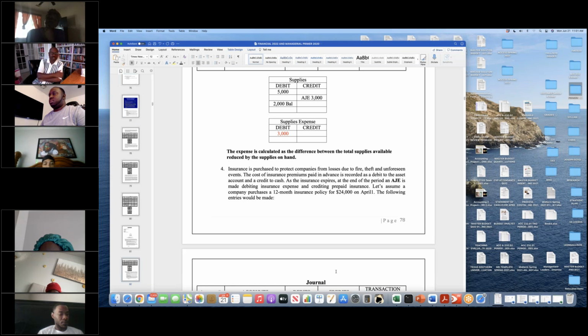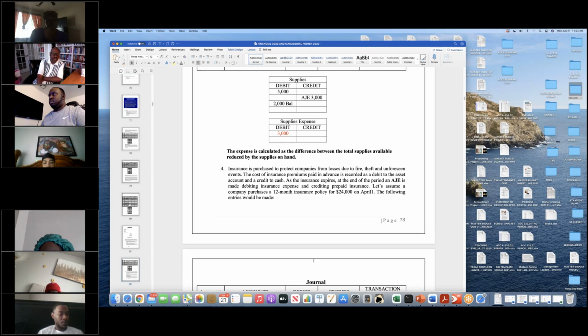If you got a car, most times you got insurance on it. And in business, we're going to insure our assets. Insurance protects us from losses. Let's assume that we buy a 12-month policy on April 1st for $24,000. So on April 1st of this year, we paid $24,000 for a 12-month insurance policy.